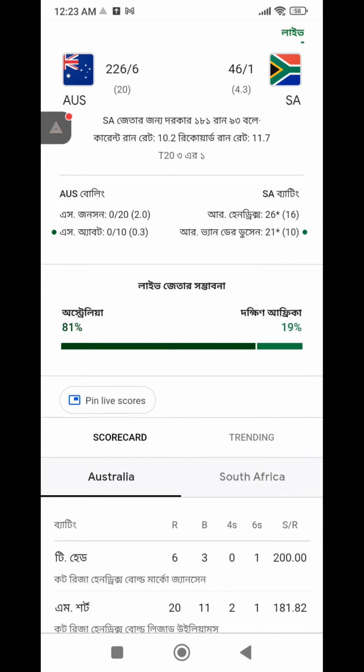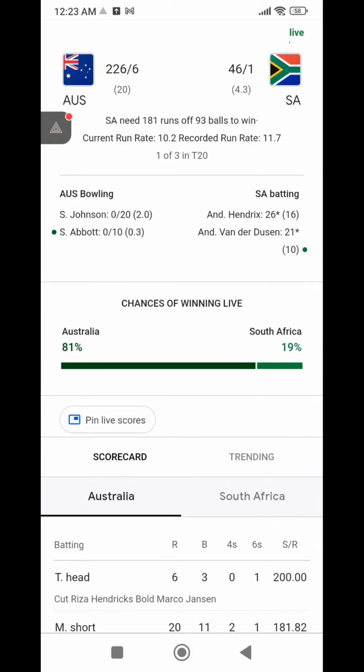46 for the loss of 1 wicket. The two not out batsmen are Hendricks 26 of 16 and Van der Dussen 21 of 10. About 0 of 10 and Johnson 0 of 20 in 2 overs.